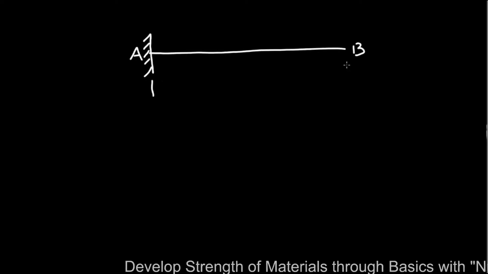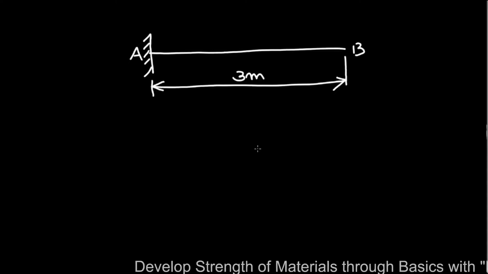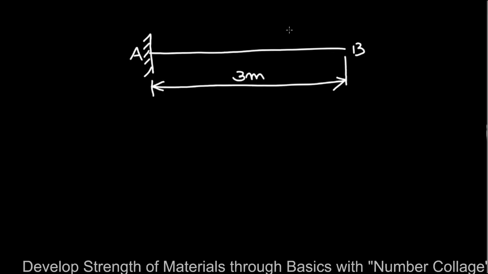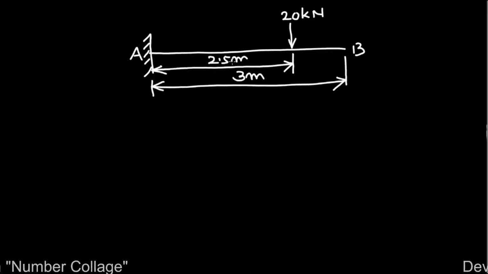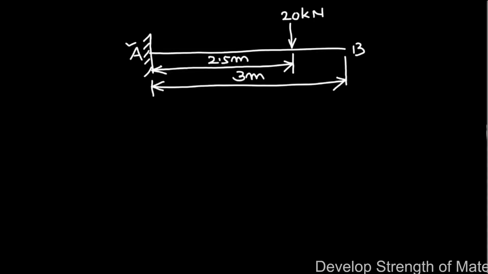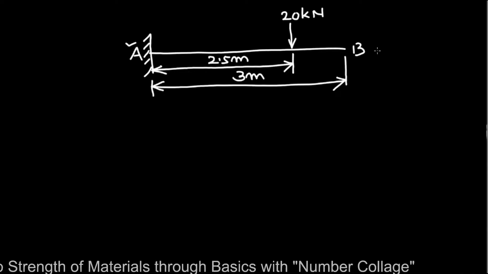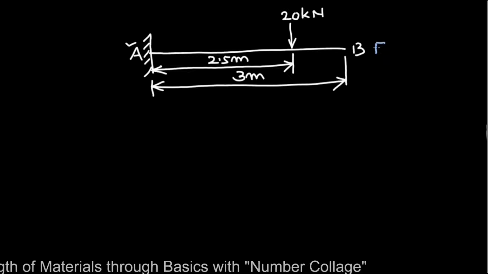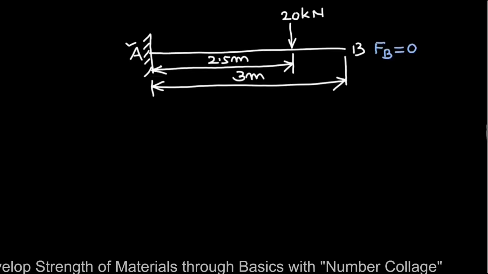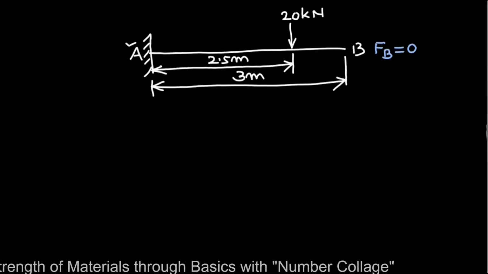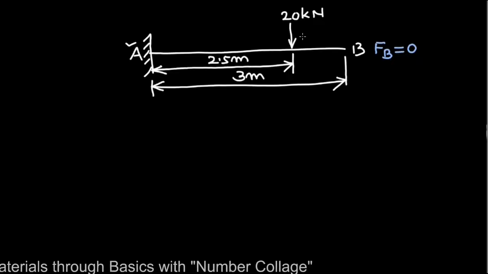A cantilever beam AB of span 3 meter has a point load of 20 kilonewton at 2.5 meter from the fixed end A. Draw the shear force and bending moment diagram for this beam. Shear force at point B, FB, will be 0 because it is a free end. Let us name the point of application of 20 kilonewton load as C.